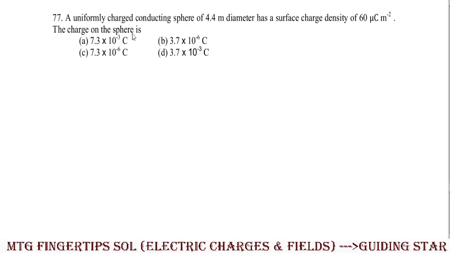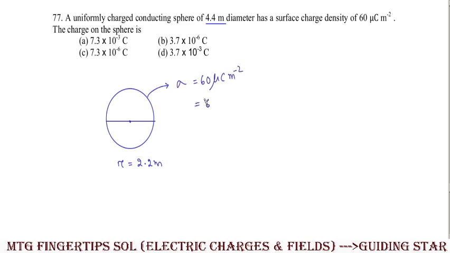Okay, moving to question number 77. A uniformly charged conducting sphere of 4.4 meter diameter has a surface charge density sigma of 60 microcoulomb per meter square. The diameter is 4.4, so the radius of the sphere will be 2.2 meter. Sigma is 60 into 10 to the power minus 6 coulomb per meter square.